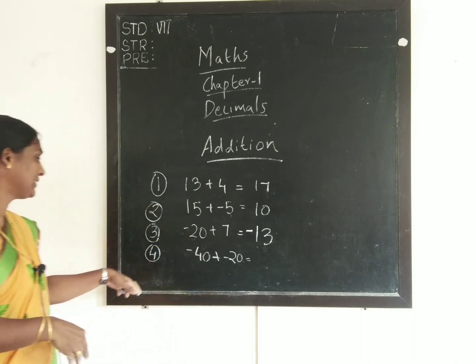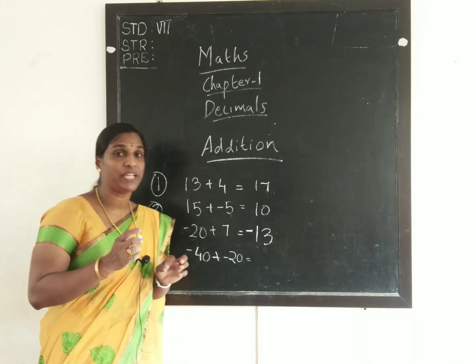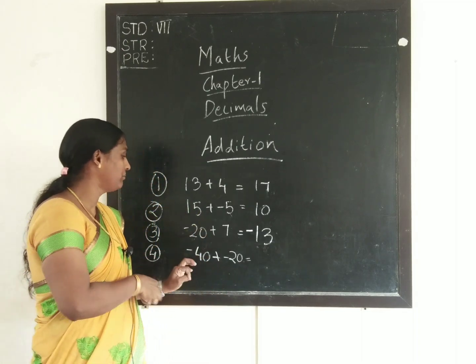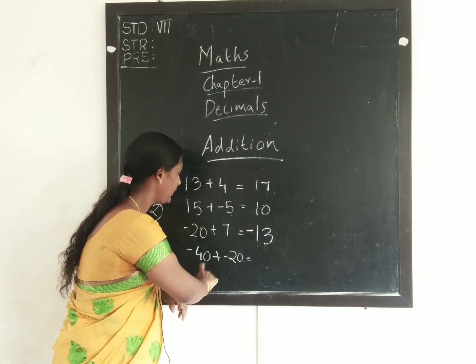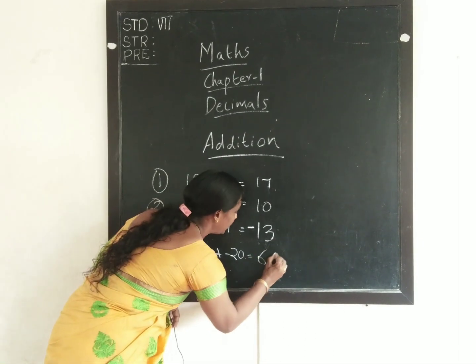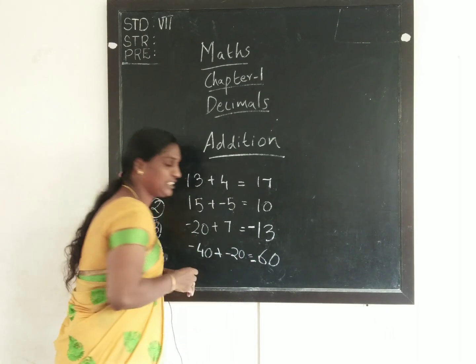And in the fourth case, we are considering the addition of two negative numbers. For addition of negative numbers, you just add the numbers and put the negative sign. 40 plus 20 is 60. You write the answer and put the negative sign.